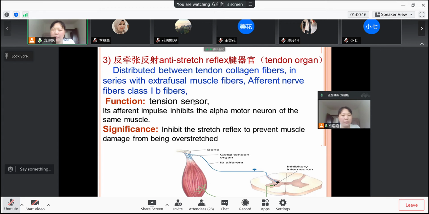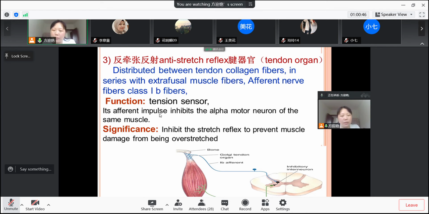This receptor is sensitive to tension. It is not sensitive to length. If the tension is very large, a higher degree, then this tendon organ is excited, and this can lead to muscle relaxation.